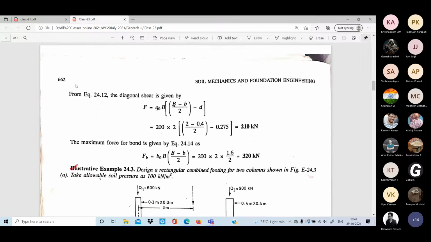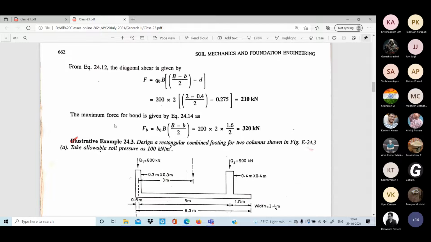Again what we'll do is we can calculate the diagonal shear. Again the same formulas, we know all the parameters. Then maximum force for bond is given. So if we have this data with us, then what we have to do is go to RCC again, then calculate the reinforcement and other details. So likewise, there are some problems given: spread footing, strip footing.